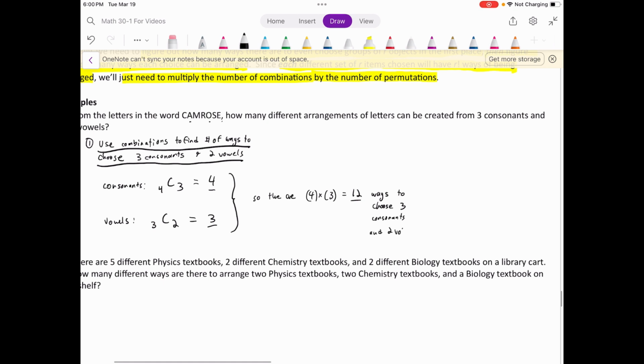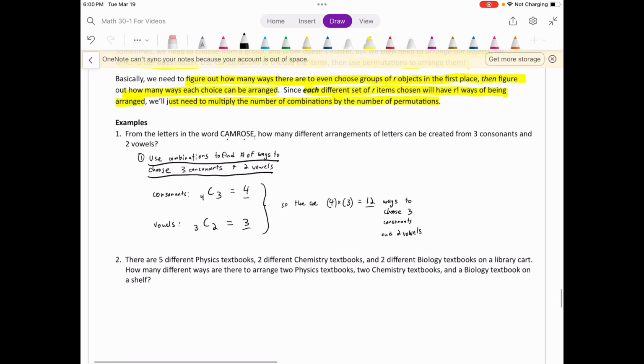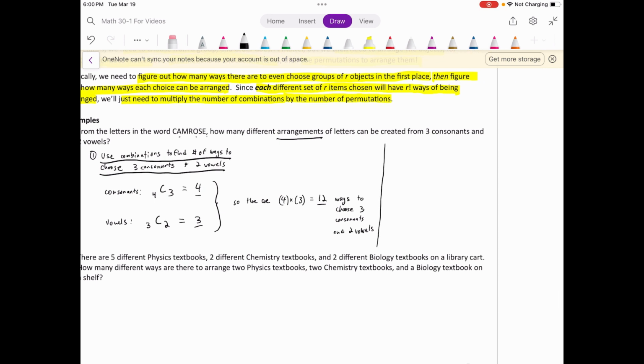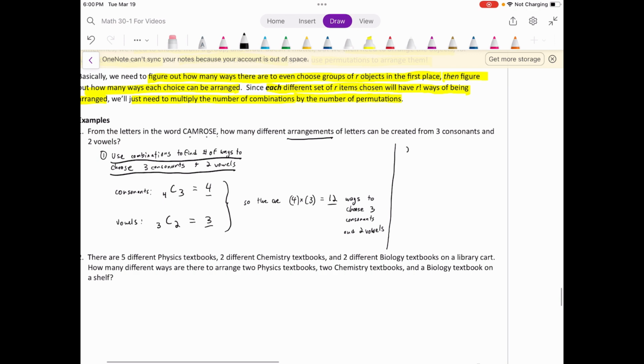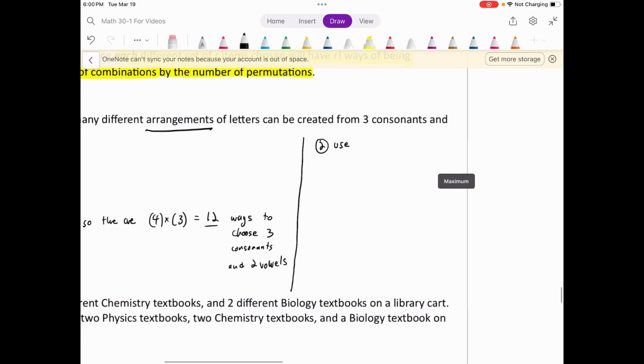Okay, but now we've got to think about, all right, how many different arrangements could we then do, right? So there's 12 ways just to pick the letters, and for each of those, we could now arrange them in many different ways. Okay, so in step 2 now, we'll use permutations to determine how many ways 5 letters can be arranged.